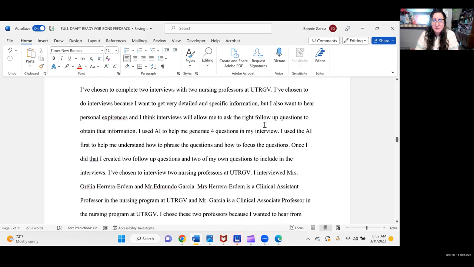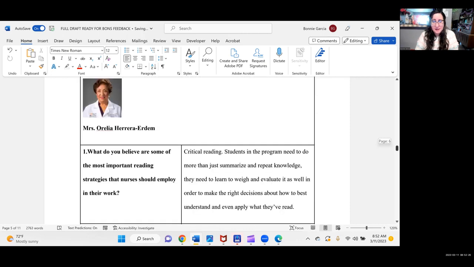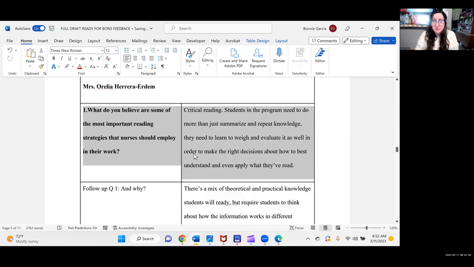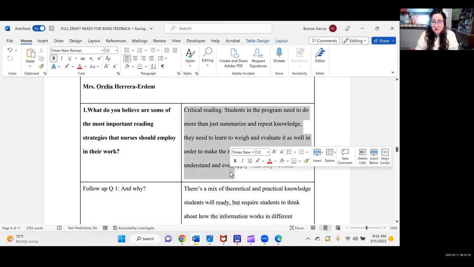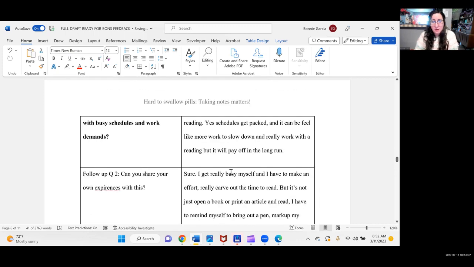I have a paragraph talking about why I chose interviews and observations. And then I have my interview in a nice table. Look how clean it is. It's easily readable. I have my questions on one side and her answers on the other. So what do we do?